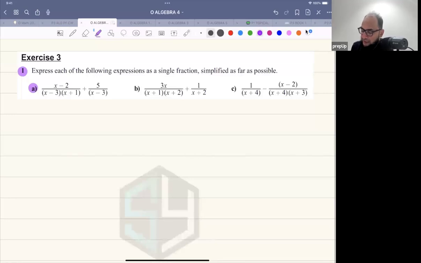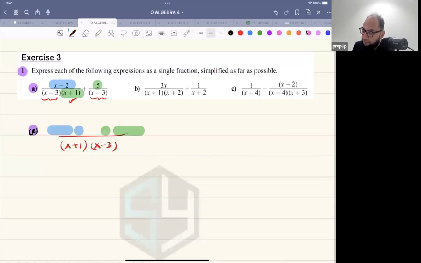So now let's look at part A. This is like the question that I did, except for the fact it's already factorized. So now these two are common. X minus 3 is common. So the LCM has an x minus 3 and also x plus 1. Now, this x minus 2 will multiply with nothing, actually 1. And over here, this 5 has an x minus 3 at the bottom, so it will only multiply with x plus 1.